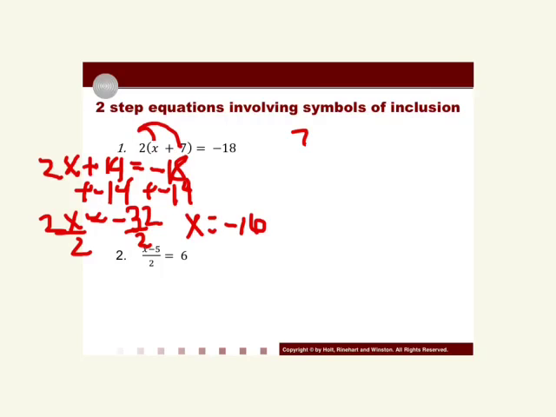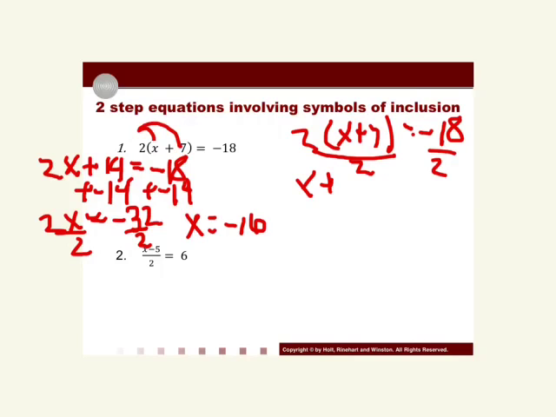Another way is to just divide from the very first step. So we divide by 2. So we have x plus 7 equals a negative 9. Add a negative 7 to each side, and x equals negative 16. Since we get the same answer for both, we know that there's two ways to solve this equation.